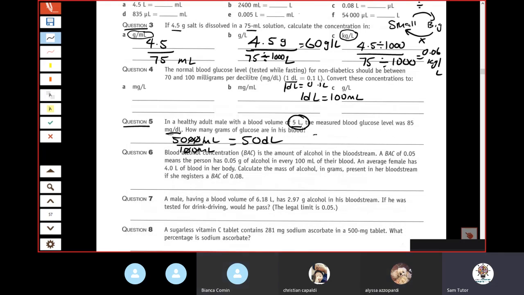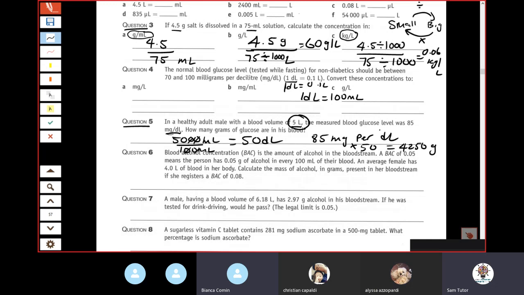And it's saying it does 85 milligrams per deciliter. That's how I'd read this, per deciliter. And obviously each one is 85. You've got 50 of them. You know what you're going to do. And Christian, sorry, 85 times 50. 4,250 grams of glucose are in the blood. Did that make sense? Yeah.